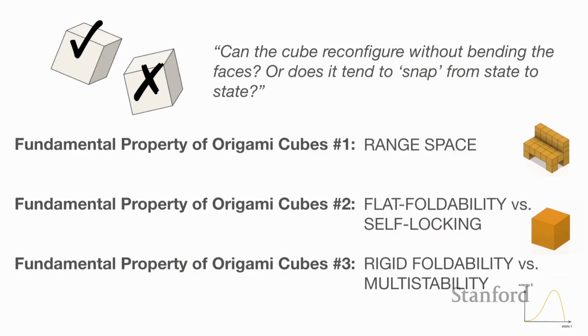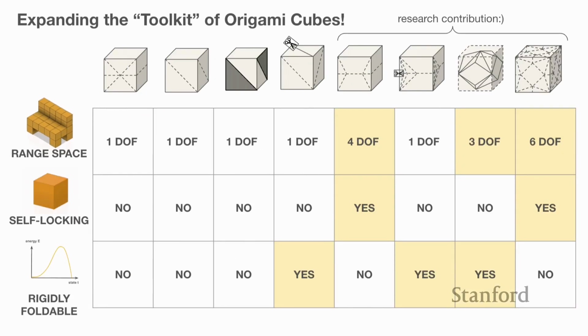So this is our final property, rigid foldability versus multi-stability. If it's rigidly foldable, the sheets don't have to fold or have an angle in them. It can do it completely rigid. So basically here, we've got a toolkit of origami cubes. I'm not trying to say which one is better than the other. It really is a toolkit, and it has to do with what kind of properties you want to have. But what we really want to do is expand the toolkit and also understand some of these properties.